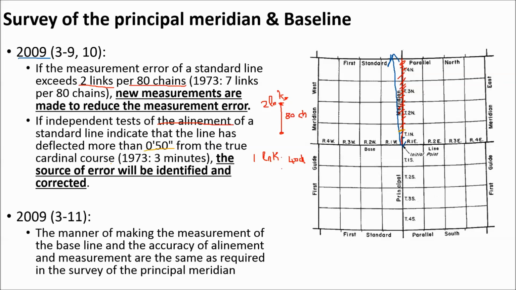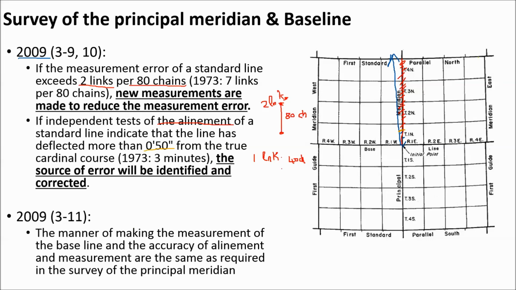Okay. That's according to the 2009 manual. According to the 1973, it was a little bit more lenient than that. It was, for the distances, 7 links per 80 chains instead of 2, and 3 minutes instead of 50 seconds. So you see, the 2009 is a little bit more stringent than the 1973, and that makes sense, because now we are using much more accurate instruments than back in the day. Who knows? Maybe you are resurveying and using worse equipment than the ones they had. Okay.